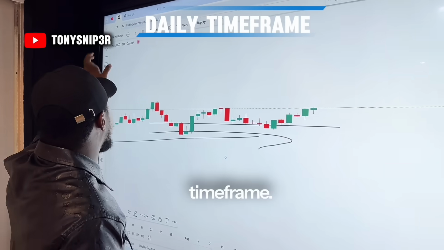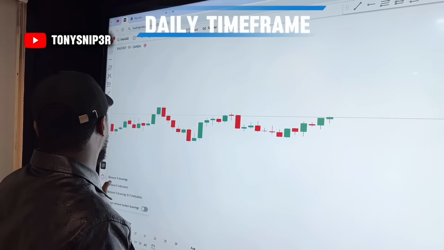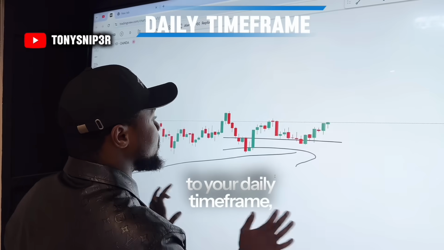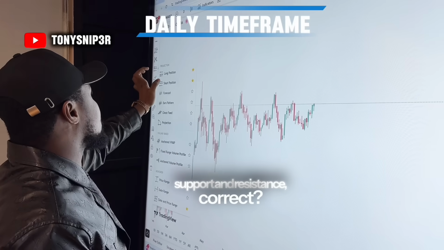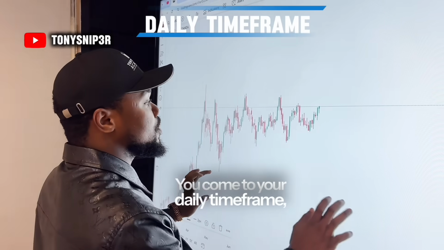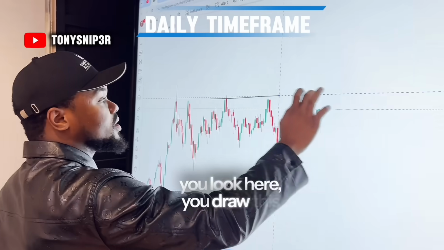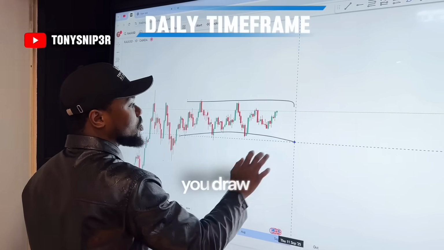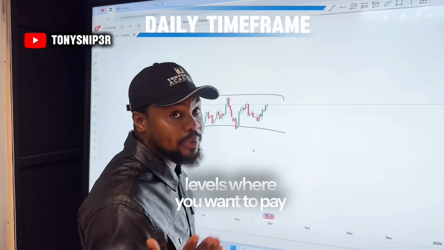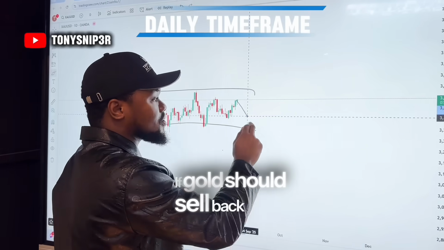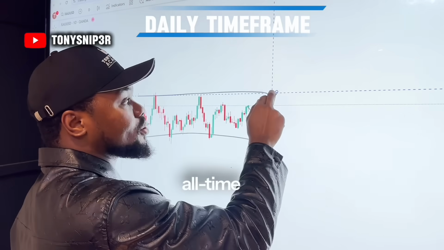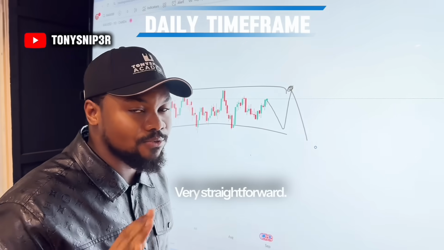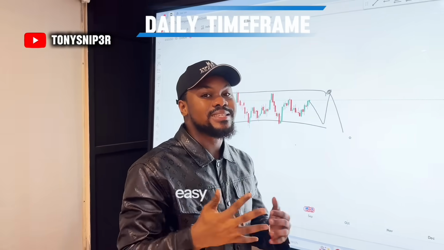Now, let's move to the daily time frame. Now, this is your daily time frame. Now, when you come to your daily time frame, what do you do on your daily time frame? You draw your support and resistance, correct? Correct. You come to your daily time frame, you look here, you draw this level here, you look here, you draw this level here. Now, these are 2 levels where you want to pay attention to. If gold should sell back to this level, you buy. If gold should buy back to this level and does not break any all-time high, you sell. Very straightforward. You need to keep your chart as easy as possible.